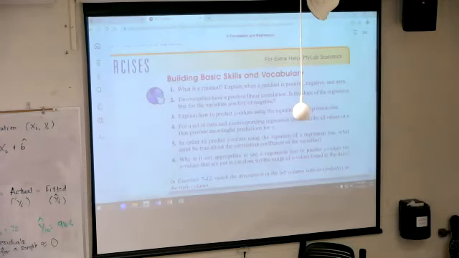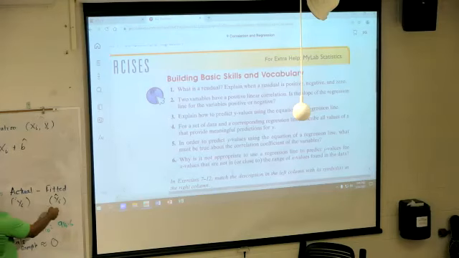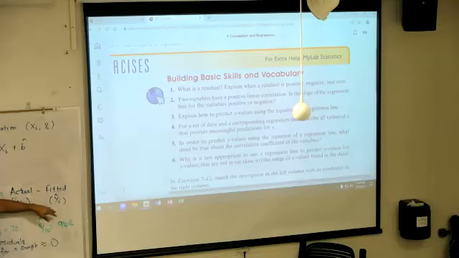Number one, what is a residual? The distance between the actual value and the fitted value. If it is positive, then the actual value is bigger than the fitted. In other words, the fitted value is underestimated. If it is negative, the fitted value is an overestimate. The chances that they would be equal to each other in practice is very, very low. It does happen occasionally.